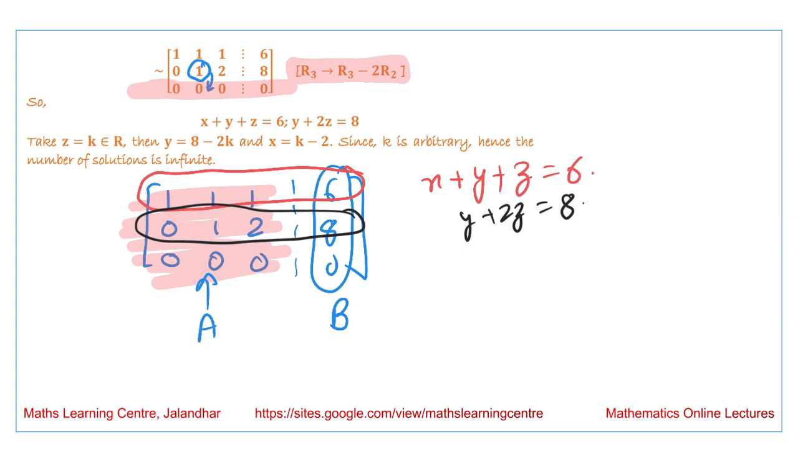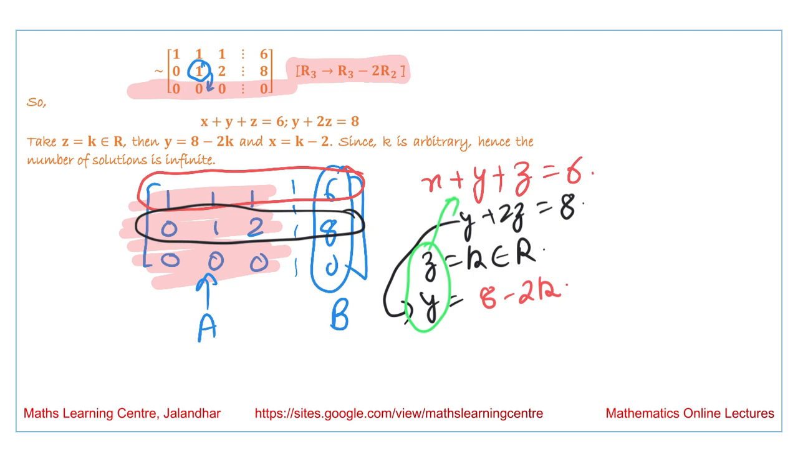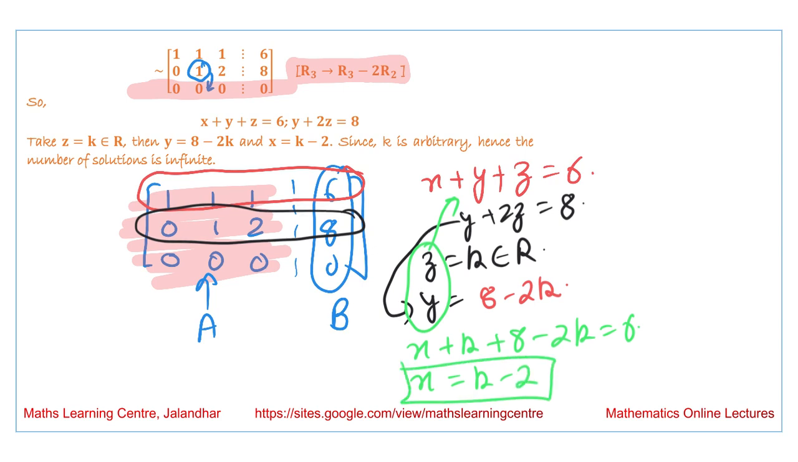Now suppose that the value of z is equal to k, where k is any real number. Then from this equation the value of y will be 8 minus 2k. If we substitute both these values, y and z, in the first equation, we get x plus k plus 8 minus 2k is equal to 6. So we get the value of x is equal to k minus 2. The value of z is k, and the value of y is 8 minus 2k.